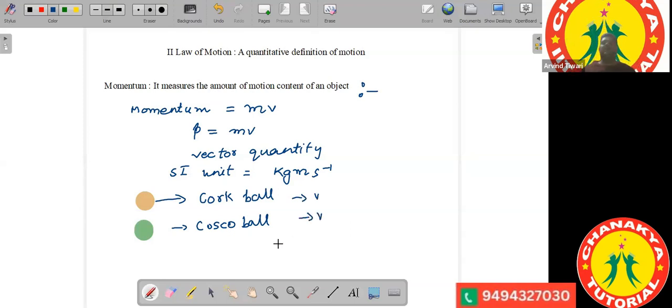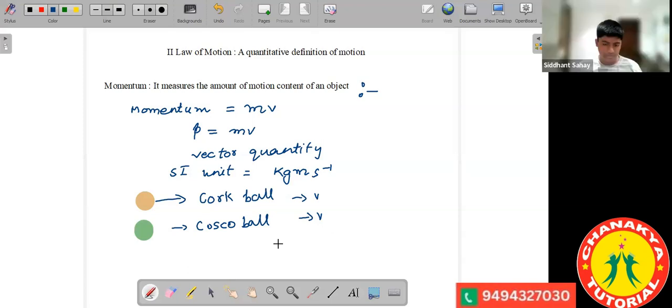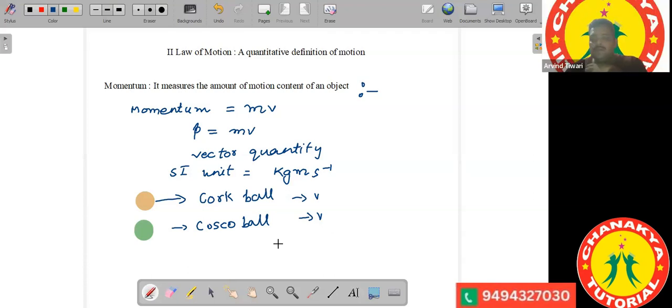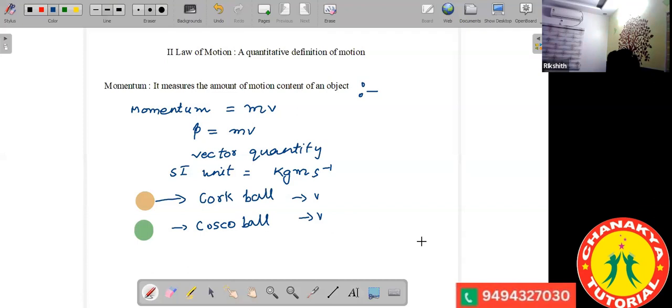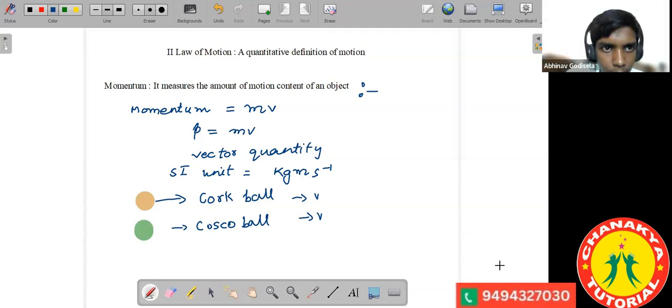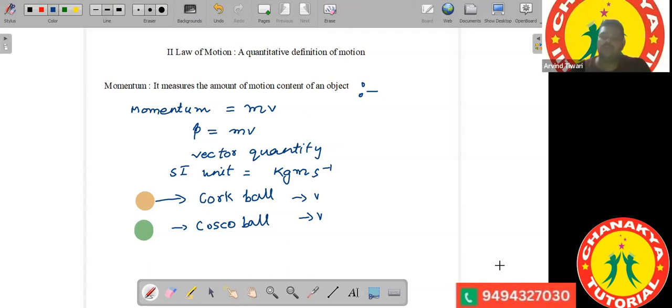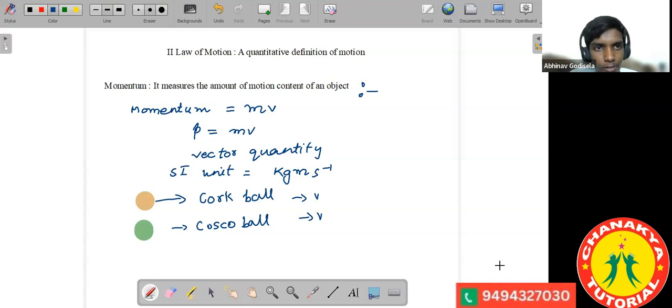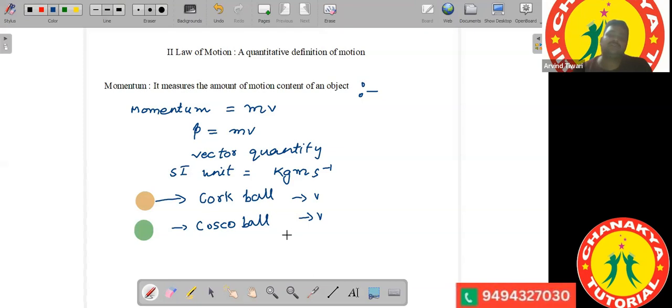So which one would require a greater force to come to rest? The ball with more mass. Rikshit? Abhinav? Which would require a greater amount of force to stop? The Costco ball, because it has more mass. Okay, which has more mass, the Costco ball or the cork ball? Costco ball is a tennis ball. Let's call it a tennis ball.